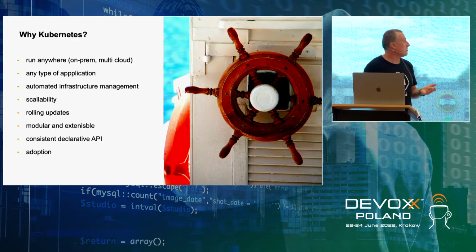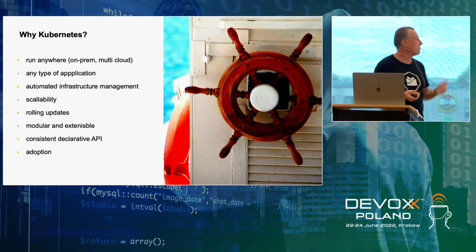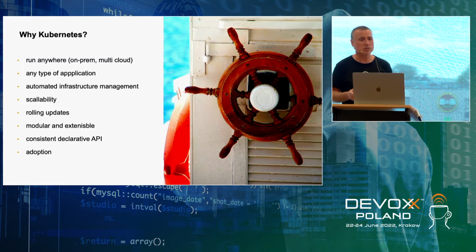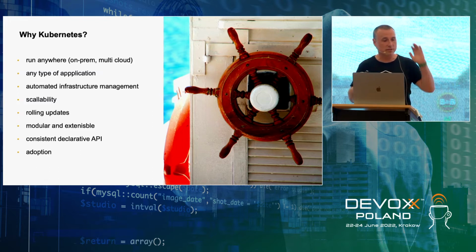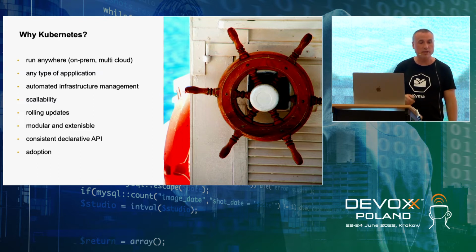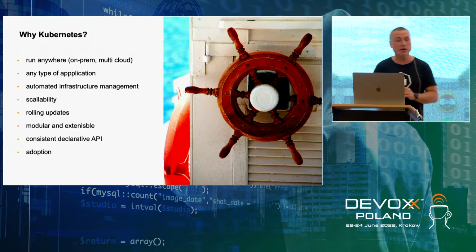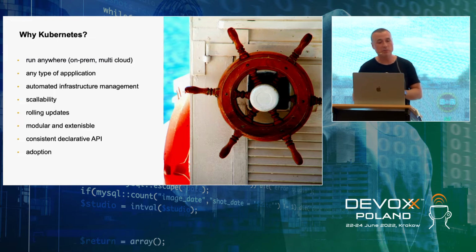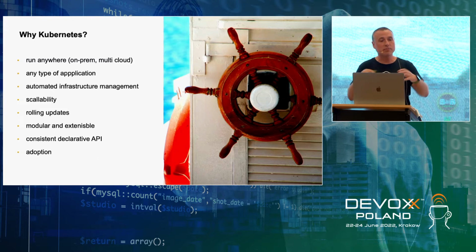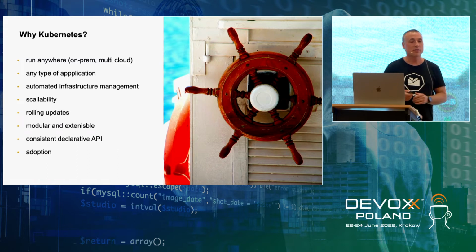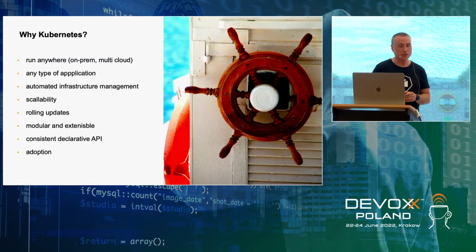So why Kubernetes at all, if it's not a PaaS? There are several factors. I will not explain all of them. Probably you've heard Kubernetes is everywhere right now. I can skip any type of application, automated infrastructure management, scalability, rolling updates, you know that. I wanted to focus more on extensibility, modularity, and a consistent declarative API. I think this declarative API and extensibility of Kubernetes is the key why Kubernetes is so widely adopted and why it's so cool to keep it as a solution in your platform, whatever platform you use, build, or plan to use.